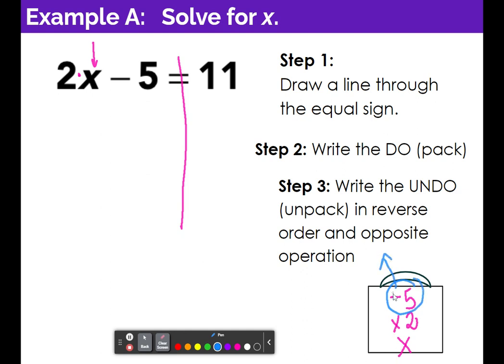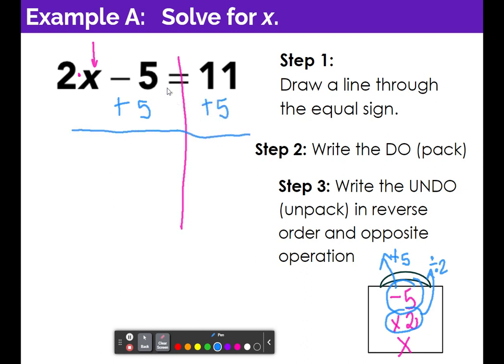So I'm going to get rid of this -5 first by adding 5. Remember to do the opposite. Then I'm going to take out this item of clothing, and to do that, I got to do the opposite of times 2, and I'm going to divide by 2. So this is my order. Add 5 first. Add 5 on this side of my equal sign. Add 5 on this side of my equal sign.